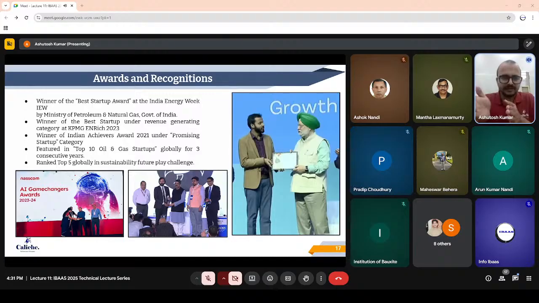Our endeavors, that is the software we have developed and the clients we have served, have earned us recognition in terms of the best startup award twice, once by India Energy Week, then once by FIPI, that is the Federation of Indian Petroleum Industry. We have been awarded the same by KPMG. From NASSCOM, our technology has got the award for AI Game Changers in the year 2023-2024.